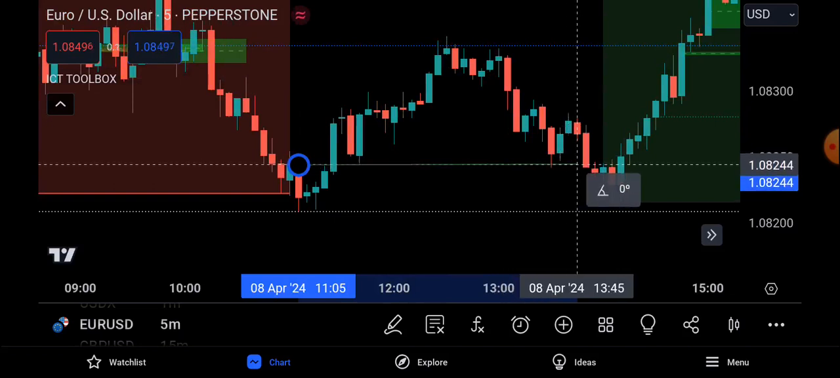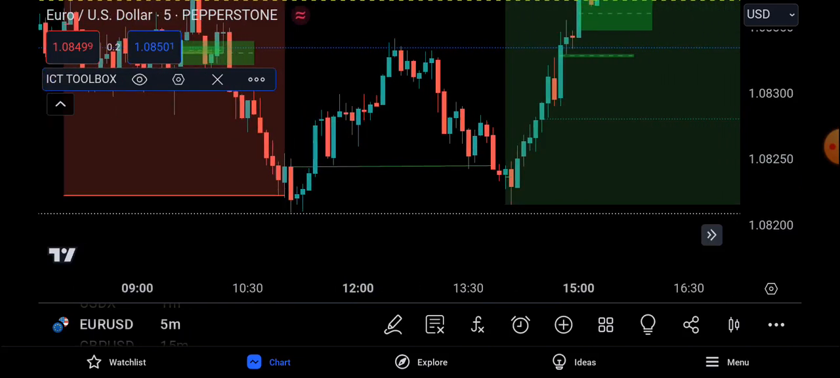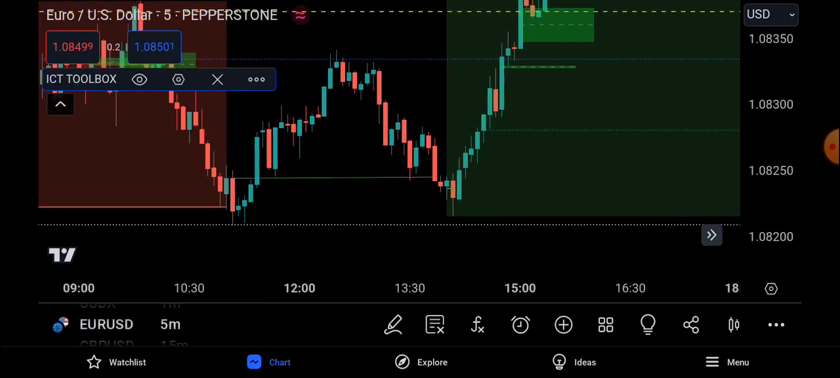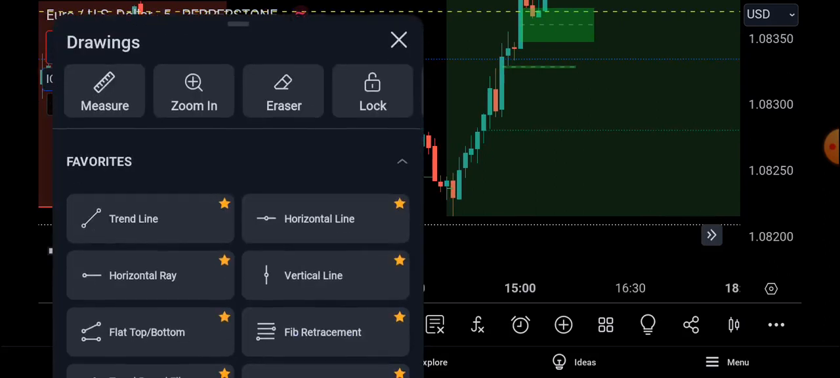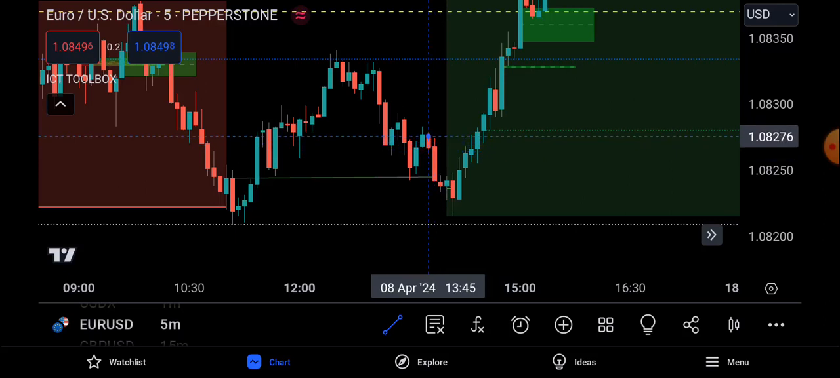Now, if you weren't too confident on this side, what you could have done is you could have waited for another fair value gap to be formed, and then, my goodness, you could have waited for another order block to be formed and then use that one. So from where I stand, I'm looking at two order blocks. I could have used this one here, draw it out like that.